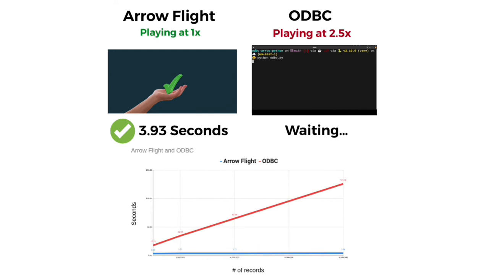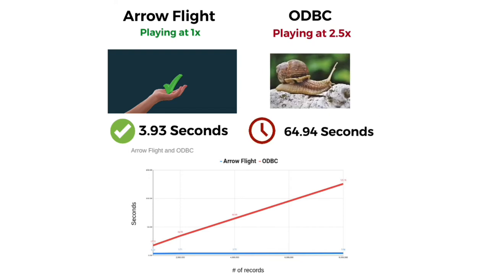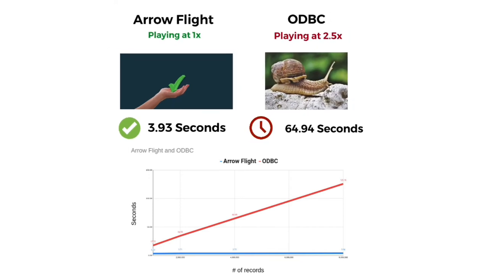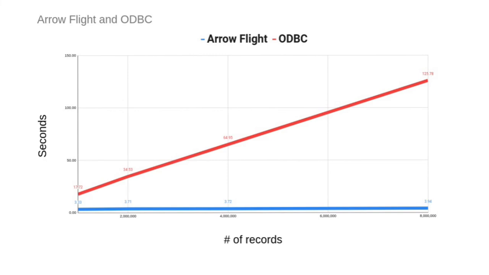When receiving larger and larger result sets, the increase in time to receive that set is much greater with ODBC than it is with Arrow Flight. Speed up your analytics by embracing Apache Arrow Flight today.